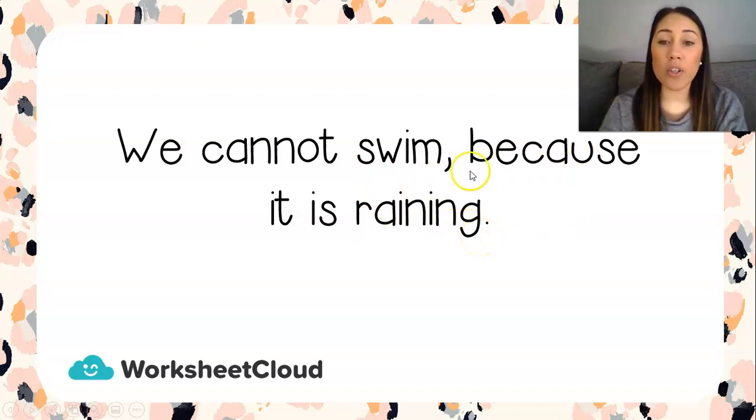Now, when we use a conjunction in a sentence to join two sentences that can stand alone, we're always going to put a comma in front of the conjunction. We cannot swim, comma, because it is raining. The reason why we use a comma is because we cannot swim was a sentence on its own, and it is raining can be a sentence on its own.